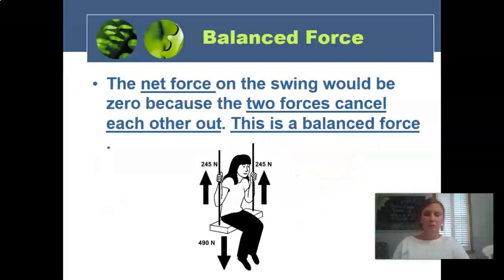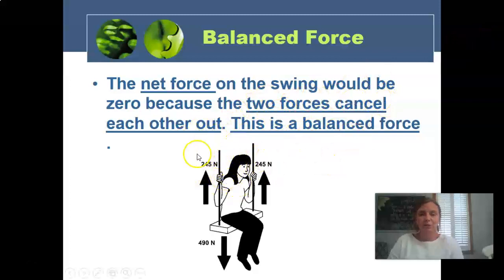We'll get used to looking at those as we move through. Balanced force is just when an object is balanced, meaning that it's stable, that the forces actually equal each other. So a net force, where two forces cancel each other out and they're balanced.